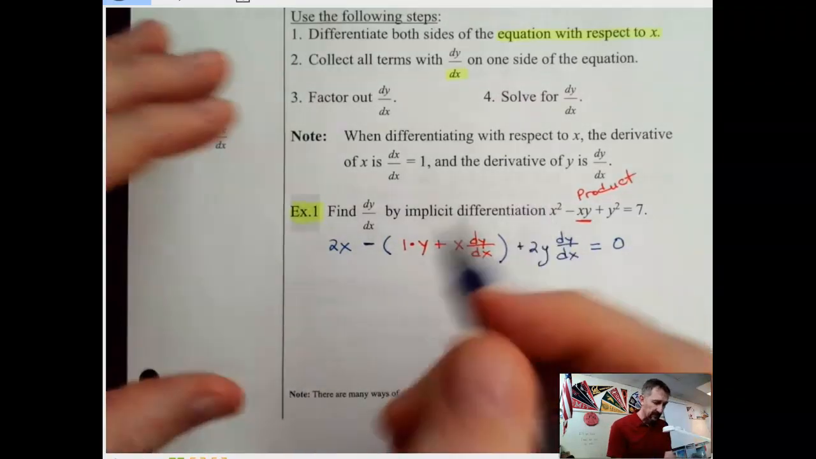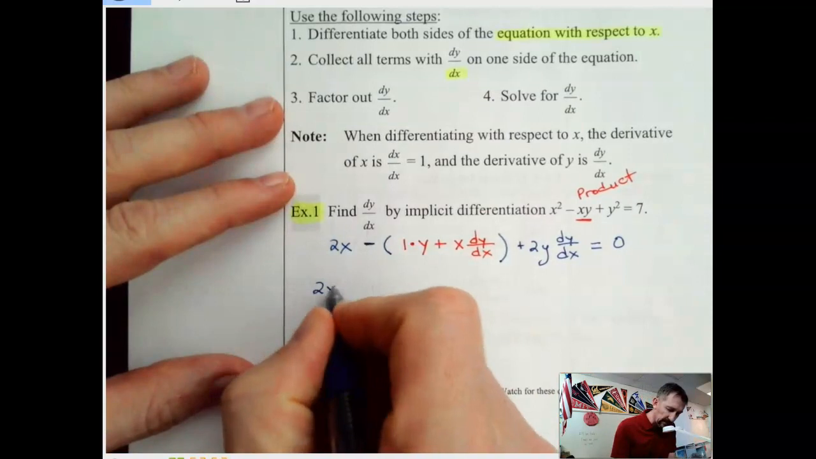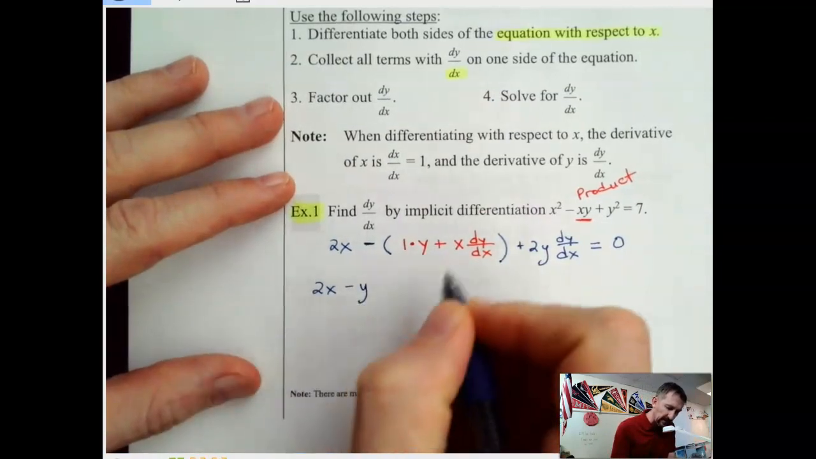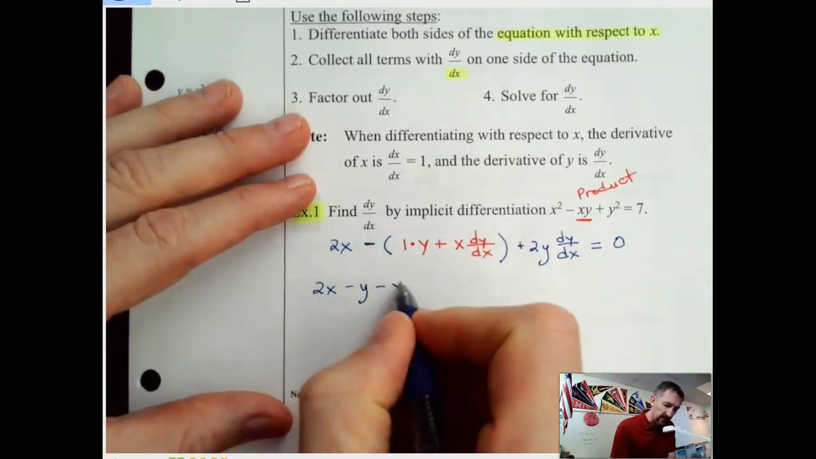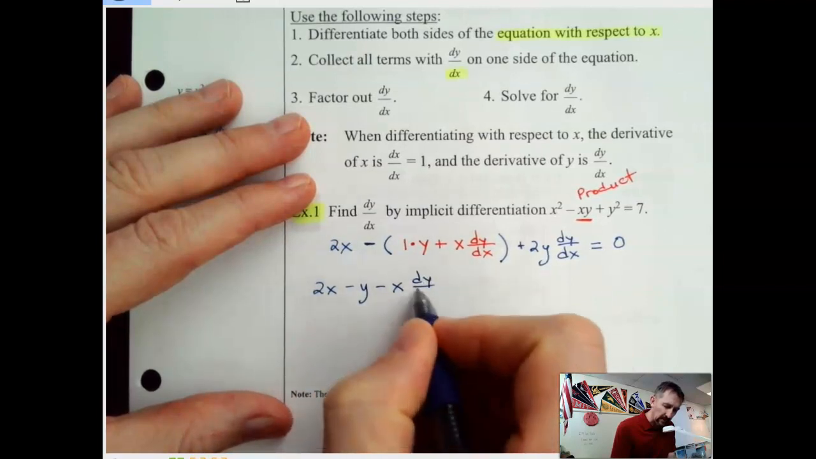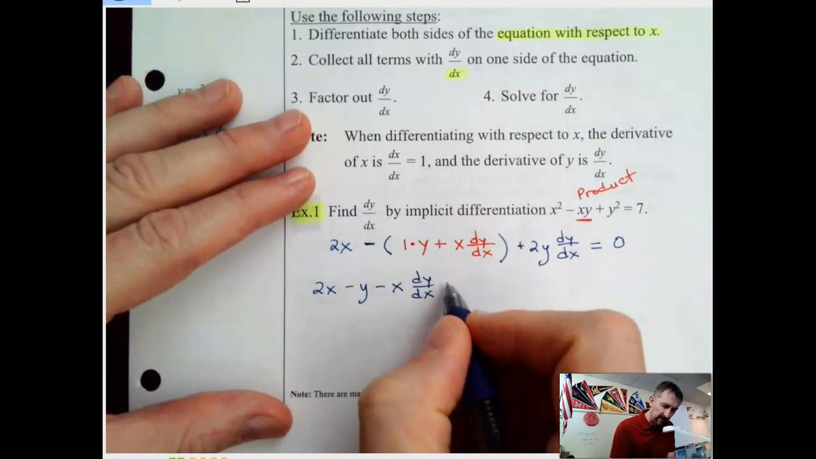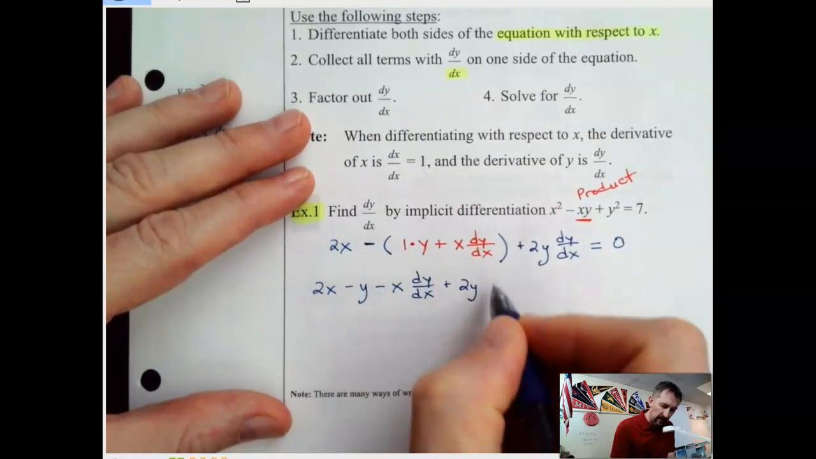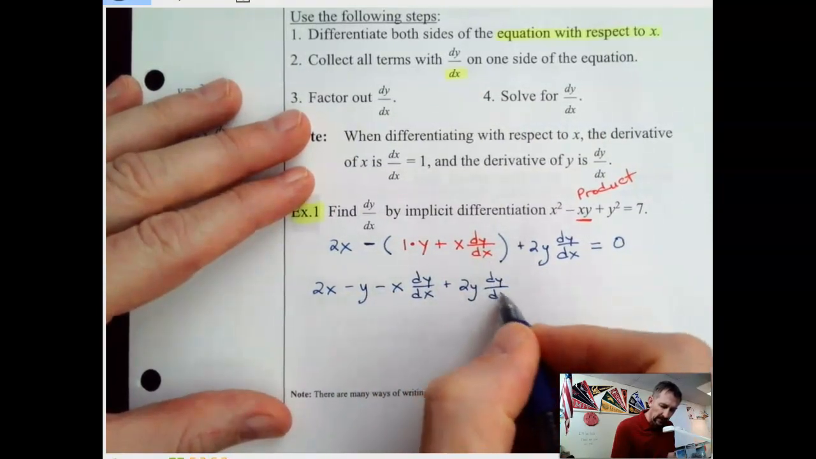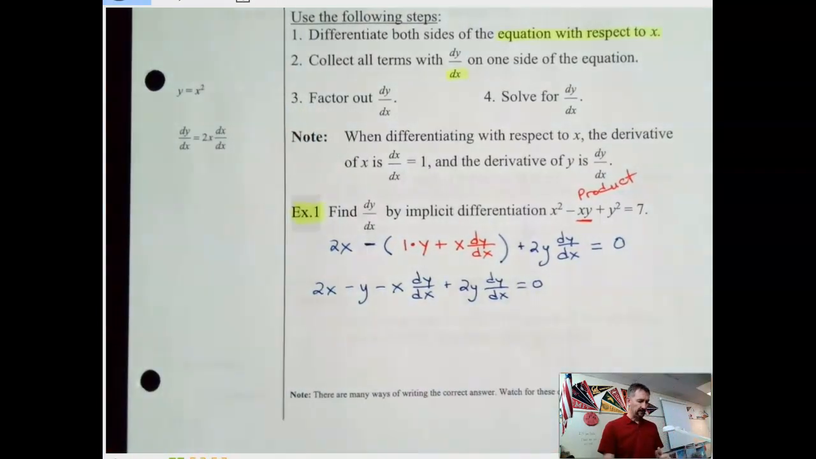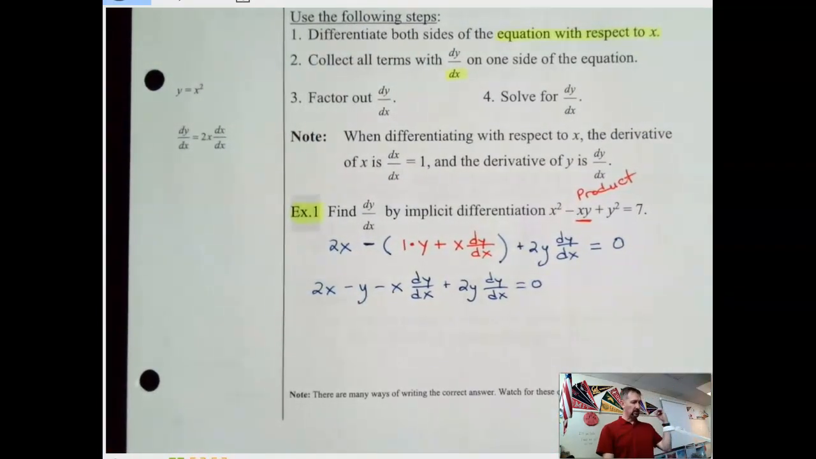So now we're just going to do some work here. So this is going to be 2x. Distribute that. This is going to be minus y. Distribute that. This is going to be minus x dy dx. And here it's going to be 2y dy dx.